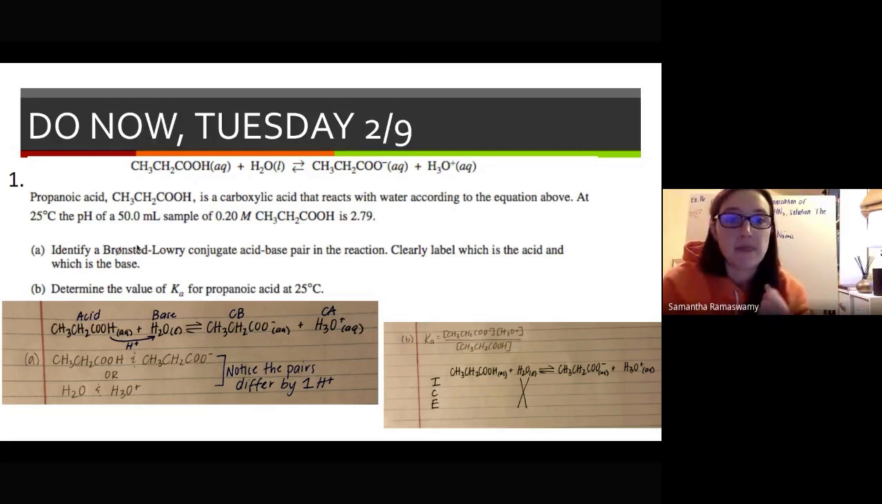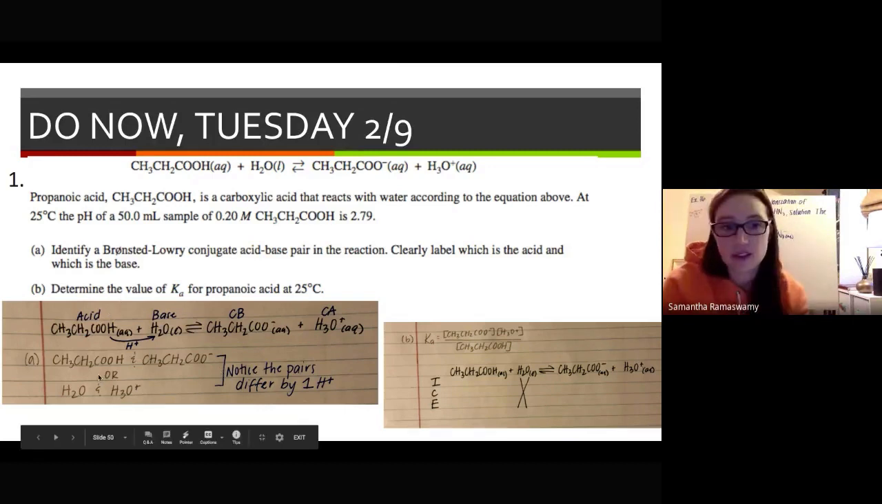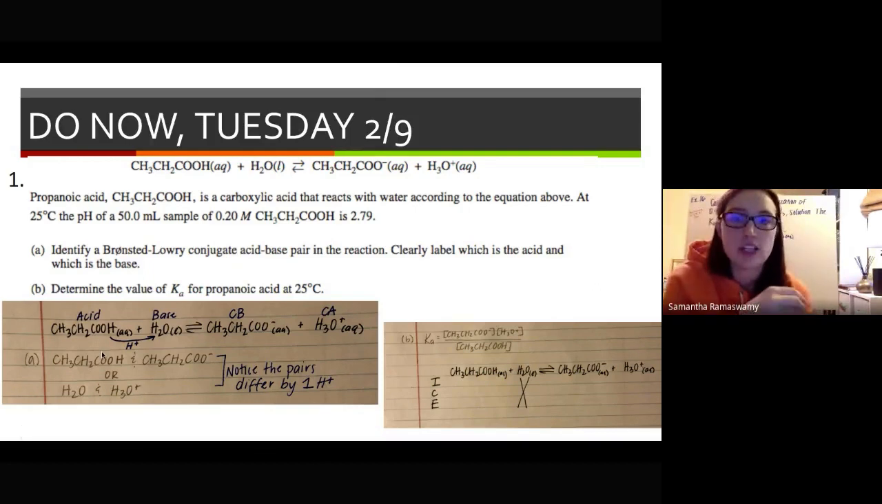And then based on that, you're giving just one of the pairs. You could have either given propanoic acid and its conjugate base, or you could have given water and H3O plus. You cannot mix and match them. Remember that a conjugate acid-base pair differs by one H plus, just one. It doesn't differ by two. It looks like the same substance, but differs by just one proton, one H plus.